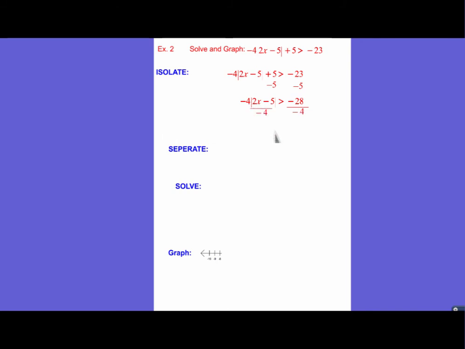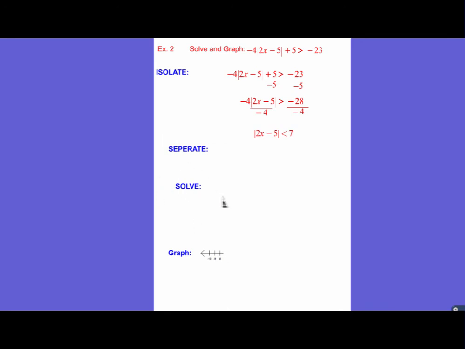To get rid of multiplying by negative 4, I want to divide by negative 4. Just do the opposite. Now something's important here to remember. We're dividing by a negative number. And with an inequality, when you divide by a negative number, the inequality symbol flips. It's something you have to remember from back in 8th grade math and algebra 1, that anytime you divide by a negative number, the inequality symbol flips. So I'm left with the absolute value of 2x minus 5 is less than positive 7.